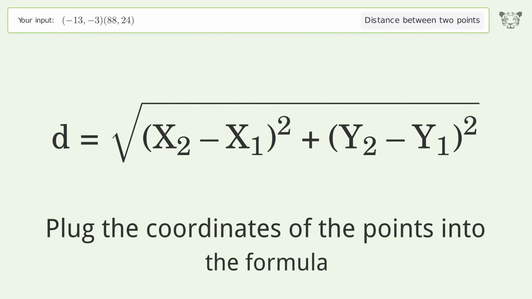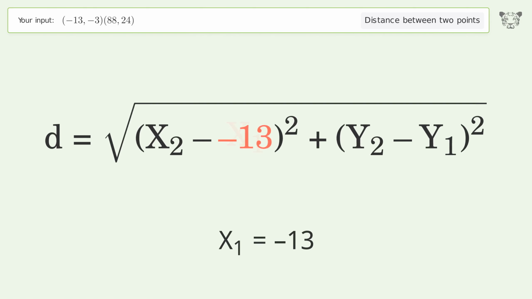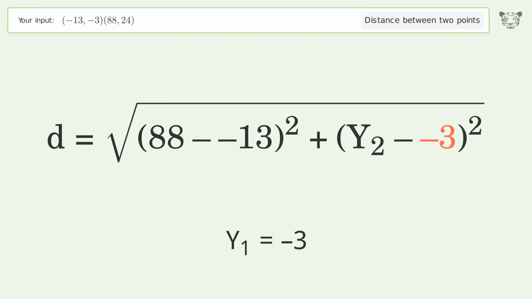Plug the coordinates of the points into the formula. x1 equals -13. x2 equals 88. y1 equals -3. y2 equals 24.